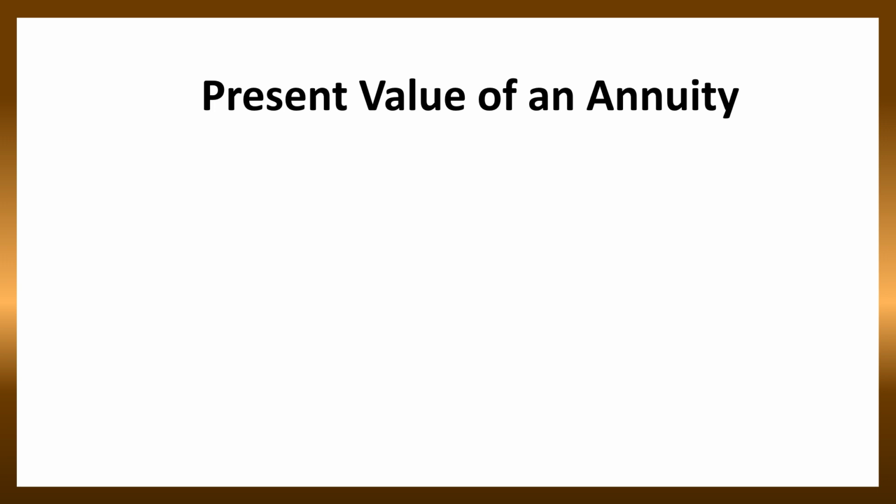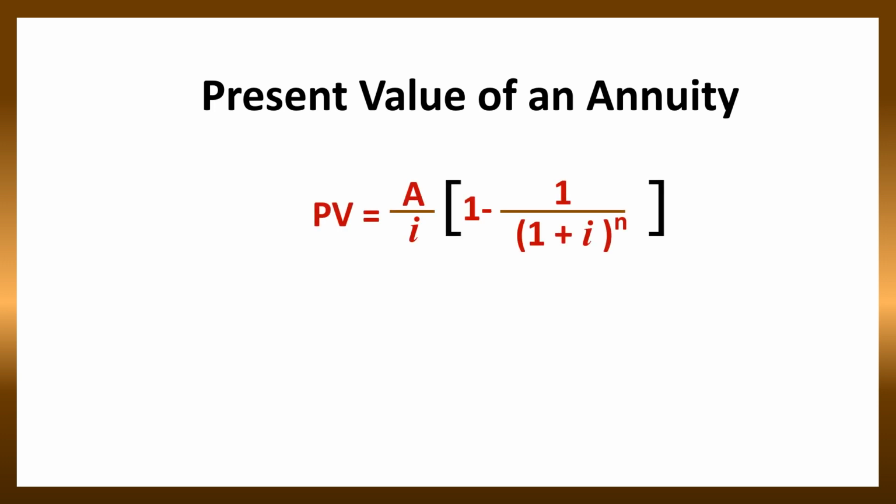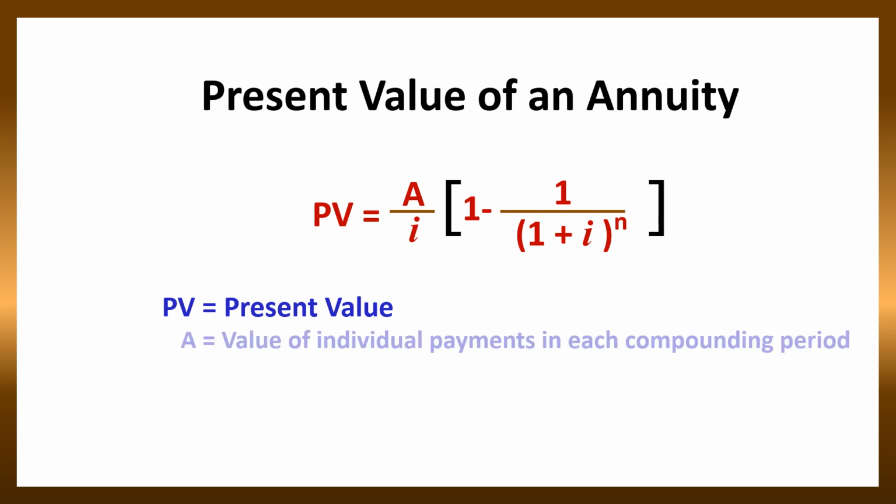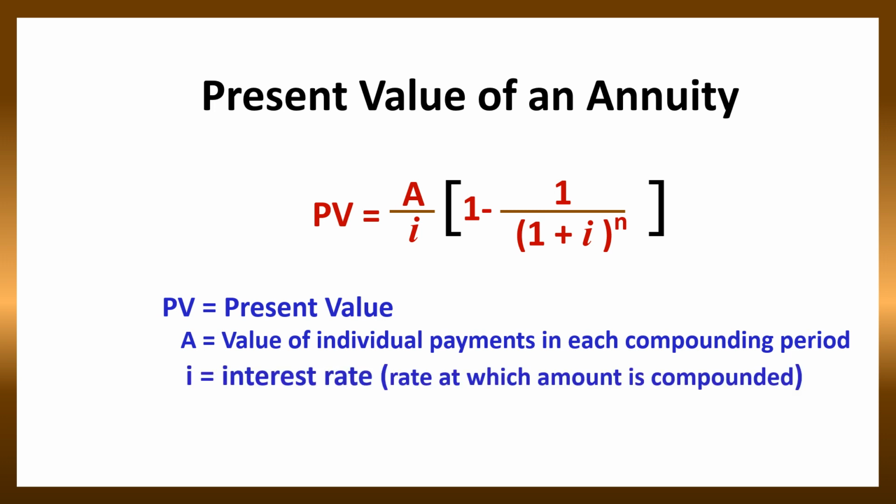The formula to find present value of an annuity is PV = A / I × (1 − 1 / (1 + I)^n). In this formula, PV represents the present value, A is the value of individual payments in each compounding period, I is the interest rate, or the rate at which the amount is compounded, and n is the number of periods.